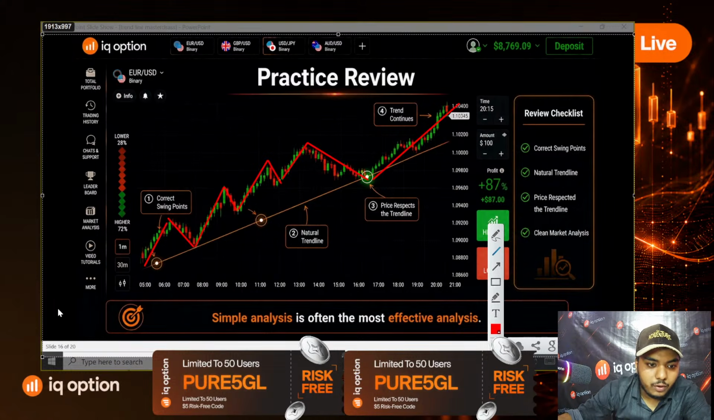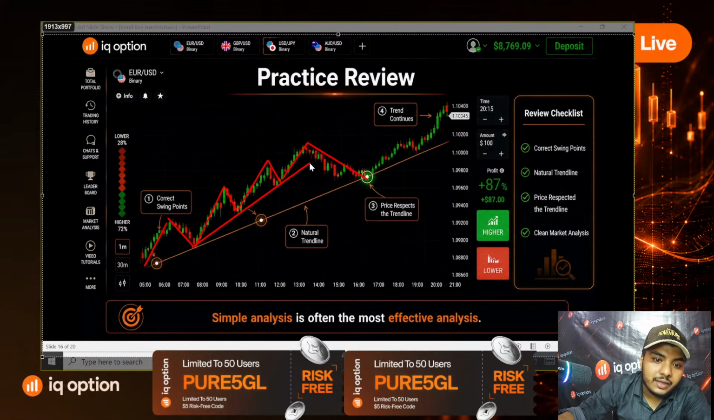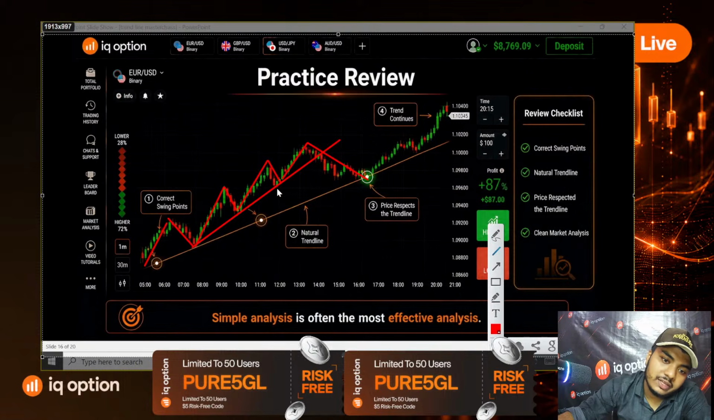Can we draw from here to here directly? What do you think? Not actually. We draw our trend line on the important swing points. Only the important swing points are important. We can draw our trend line from here to here, and we can trade here.